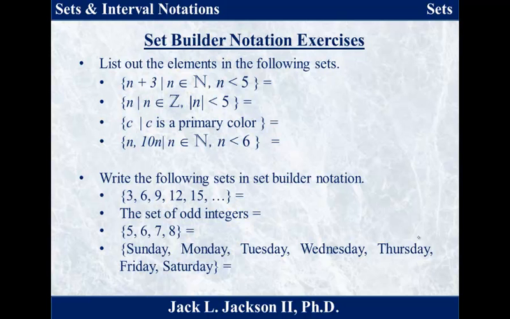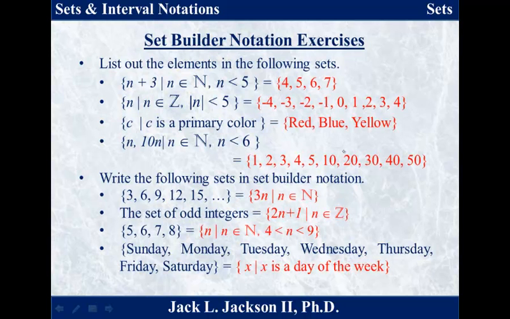Okay, well now you're back. Let's take a look at this and see if you came up with these answers. So let's look at the first one, the set of elements of the form n plus 3 such that n is an element of the natural numbers and n is less than 5.